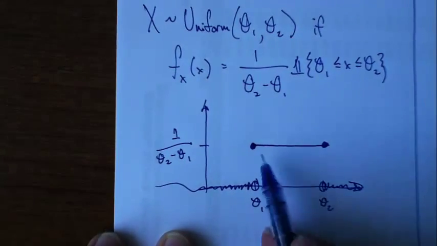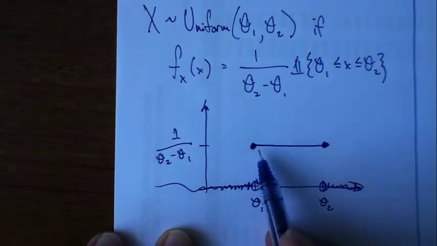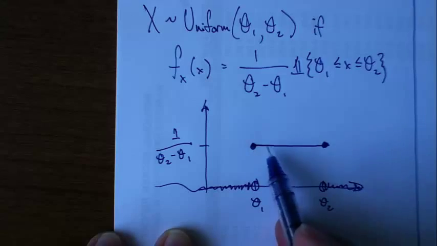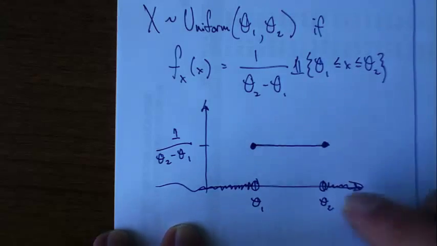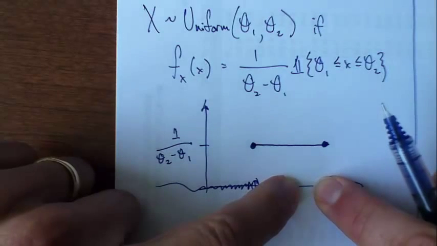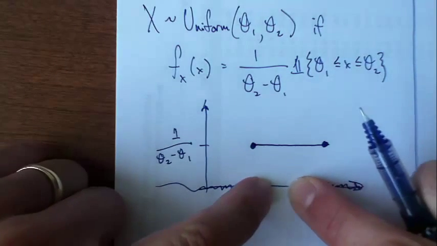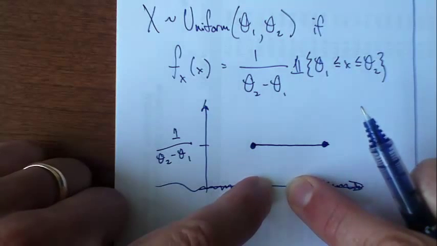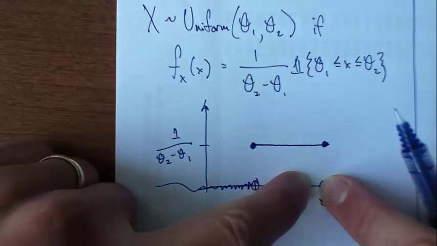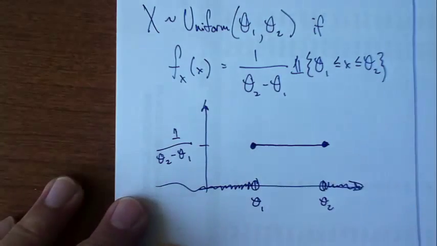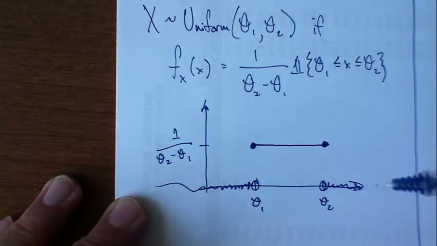We call it uniform because it's flat. It doesn't change. It's stationary on this interval. Okay, so the chance that the variable falls between these two marks is going to be the same as the chance that the variable falls between these two marks, right? If you have two marks that are equally spaced apart, then you have the same chance of the variable falling in there. It's flat.